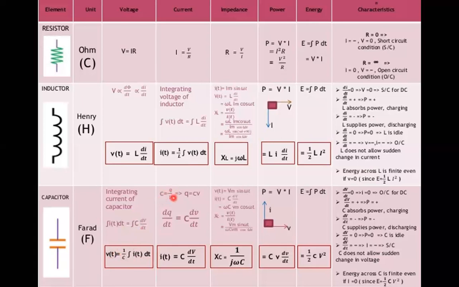As C is equal to Q by V, Q can be written as CV. So dQ by dt is nothing but C dV by dt, and dQ by dt, the rate of flow of charges, is nothing but current. So current is equal to C dV by dt.